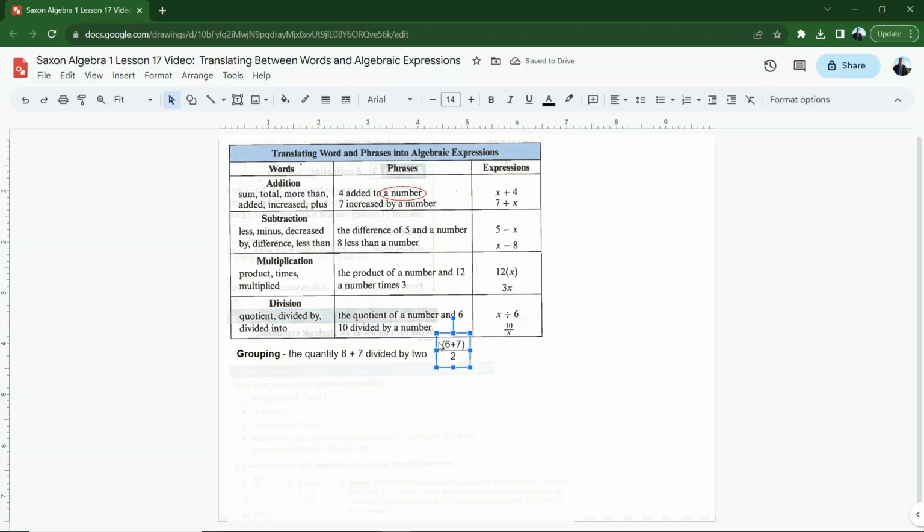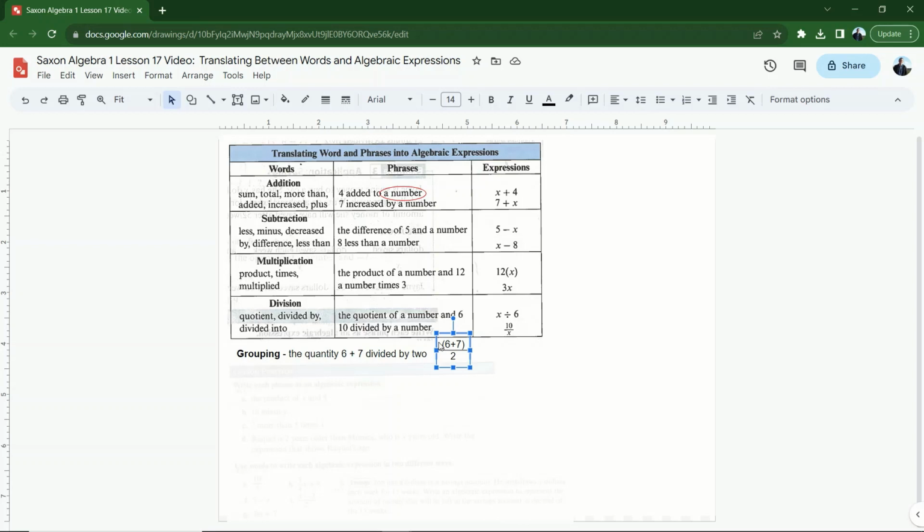So if it's 6 plus 7 divided by 2, if I just wrote the words 6 plus 7 divided by 2, it's unclear whether I mean 6 plus 7 first and then divided by 2, or if I mean 6 plus 7 divided by 2. So I need to have a way of saying that the 6 and the 7 go together. And that's why I use the words the quantity. It's the quantity 6 plus 7. Okay, so that means that 6 plus 7 is together. And then I take that quantity divided by 2.